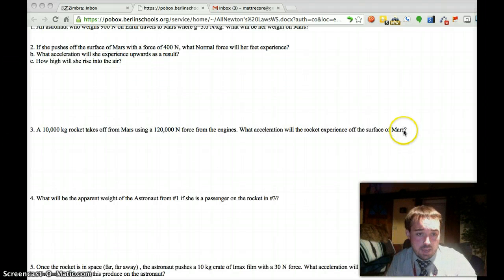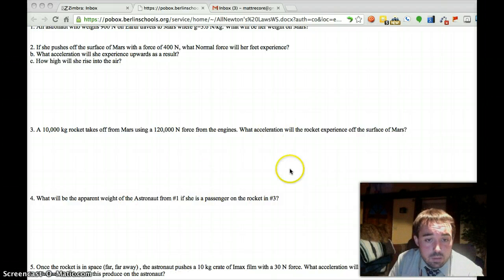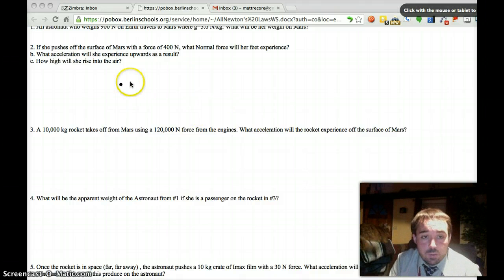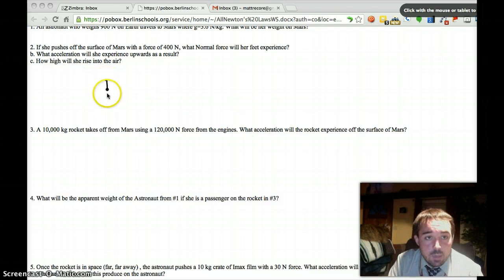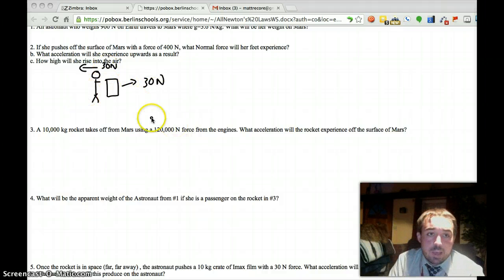Okay, and number 5, I'm going to do number 5 up here just because it's a little low, so it's easier for me to do it up here. Number 5, we have a 10 kilogram crate being pushed with 30 newtons. So 30 newtons, the astronaut is doing the pushing. Newton's third law says that the astronaut is also going to feel a push of 30 newtons. Astronaut pushes on box, box pushes back on astronaut. The astronaut has a mass of 91 point whatever kilograms. The box has a mass of 10 kilograms.